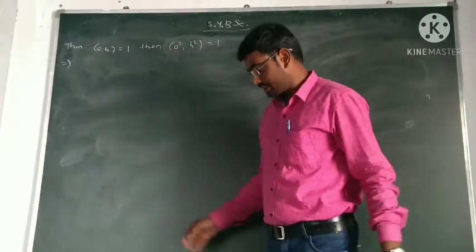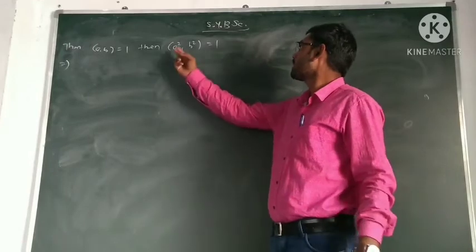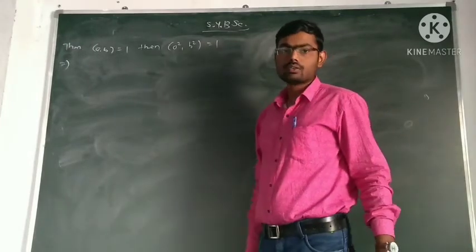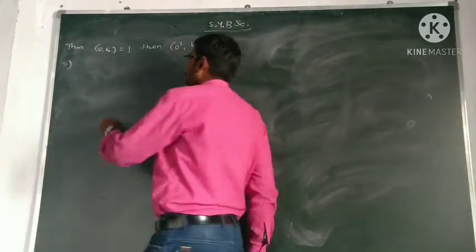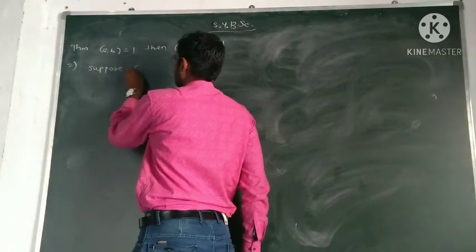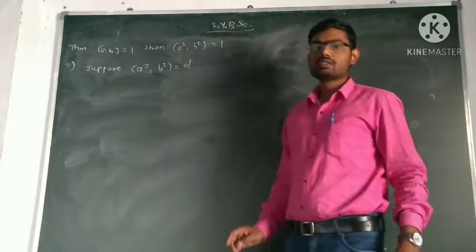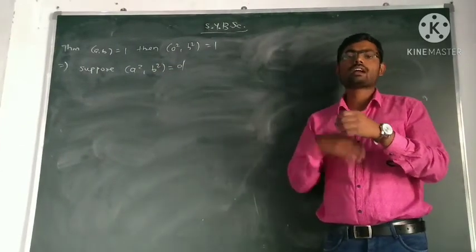We are given that GCD of A and B is 1. We have to prove that GCD of A square and B square is also equal to 1. Suppose GCD of A square and B square is equal to D.